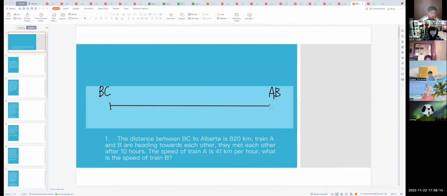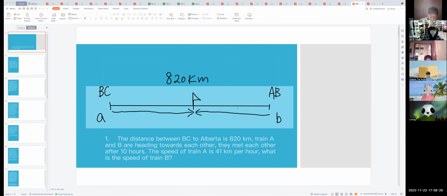This is Alberta, okay? So the distance between these two provinces is 820 kilometers. That's the total. Two trains: train A drove here, and train B drove here. So this is distance A, this is distance B. This is 10 hours, and this is 10 hours.